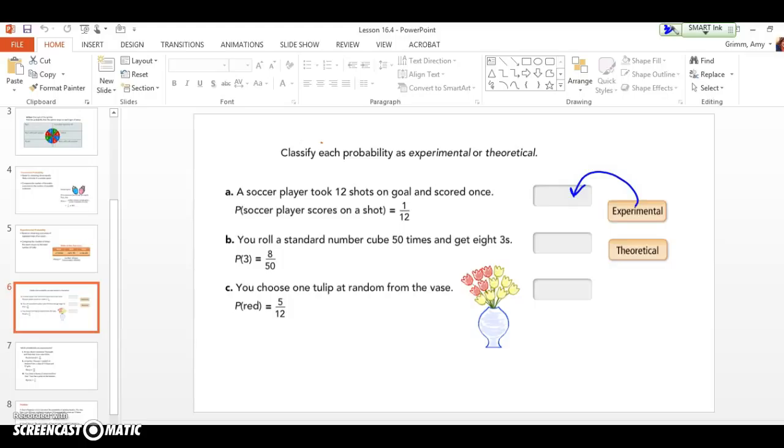You roll a standard number cube 50 times and get 8 threes. That's experimental. You were rolling the number cube and you got 8 threes. 8 out of 50 would totally be experimental.